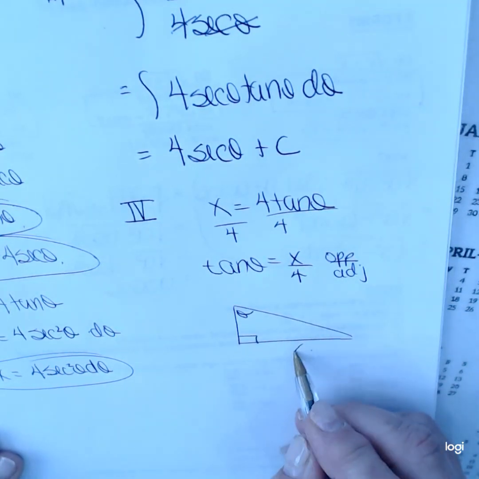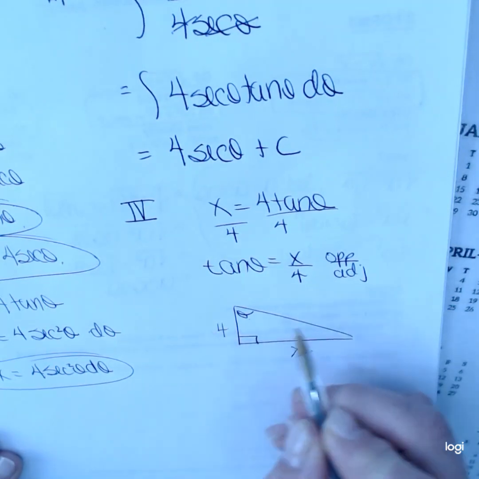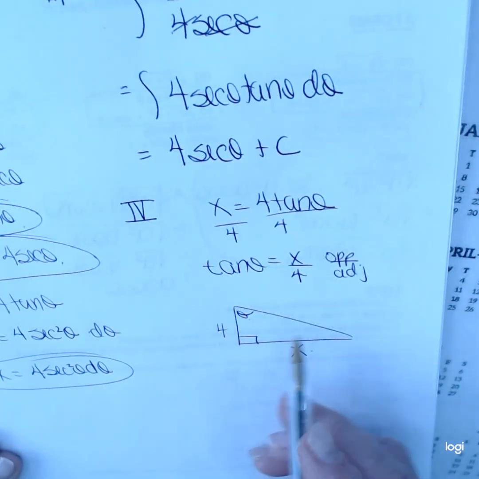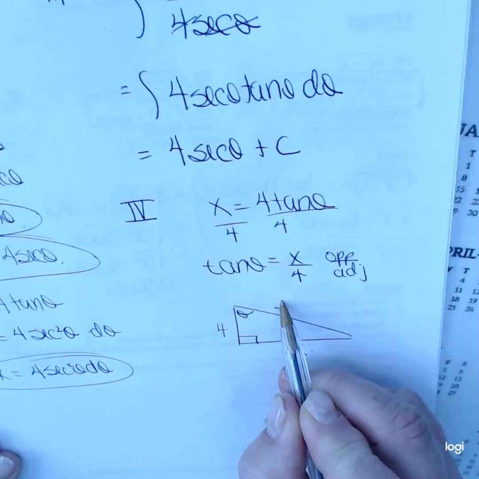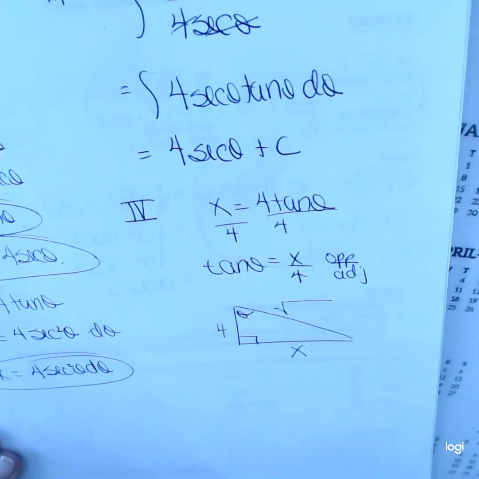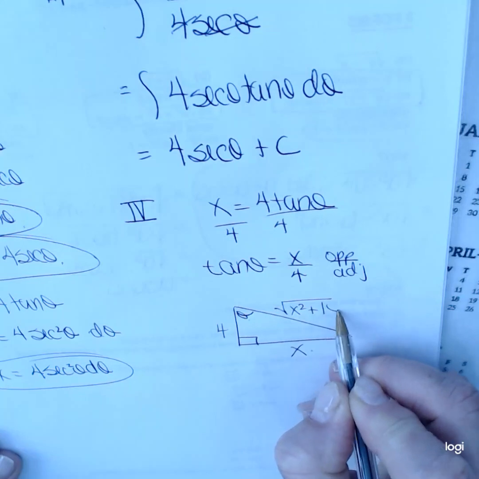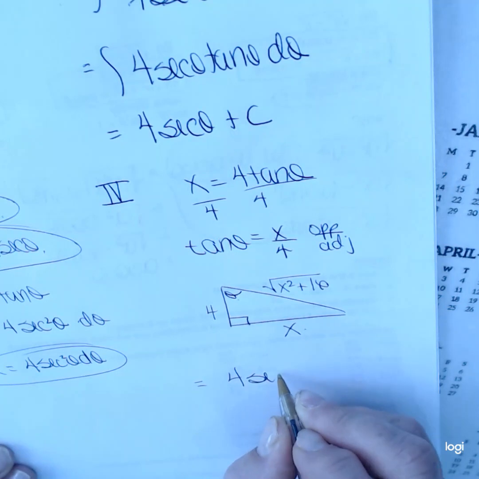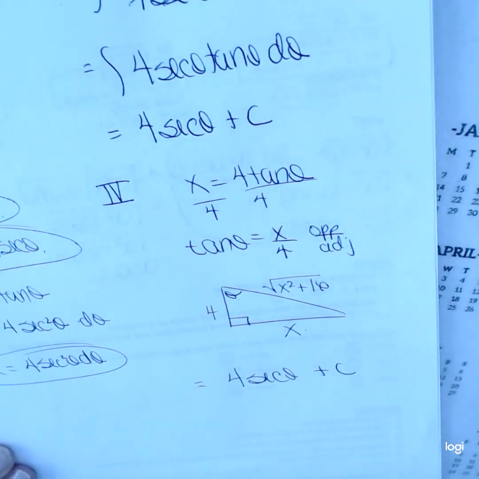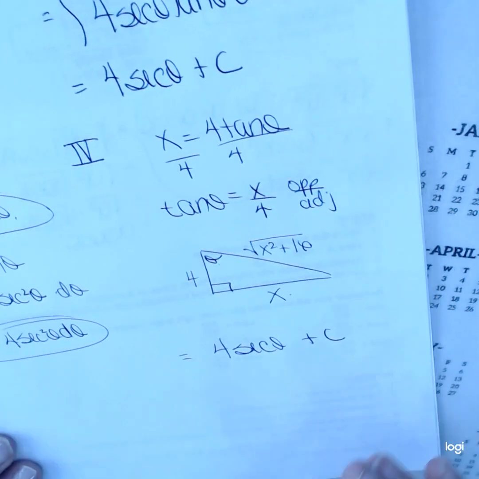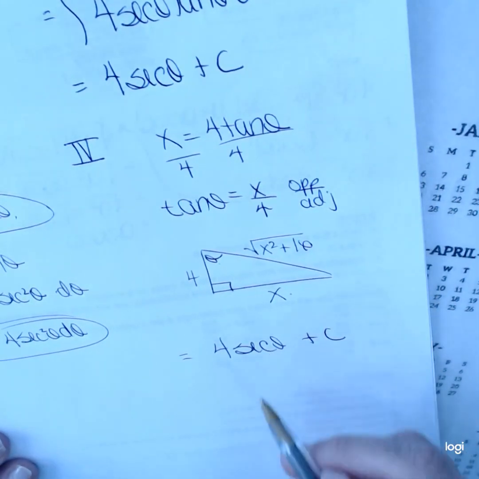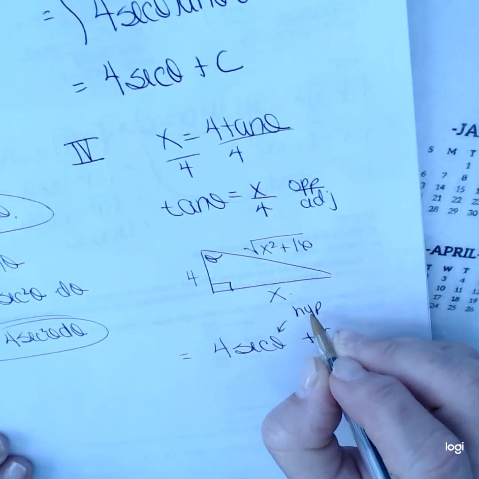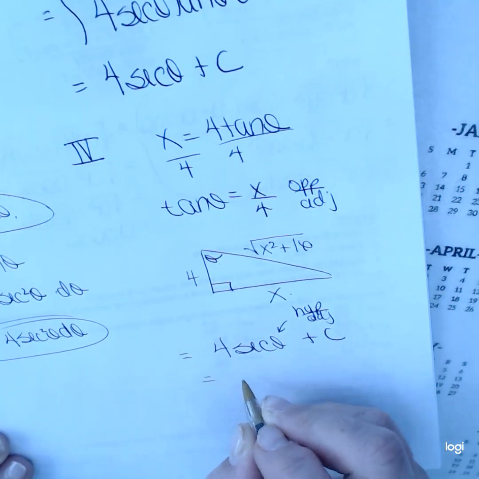So the opposite side is x, the adjacent side is 4, and remember what I said, because the substitution that we're making is based on the Pythagorean theorem, I guarantee you that if you use the Pythagorean theorem, that third side will always be whatever your radical is. Then based on this triangle, we can take our answer, which was 4 secant of theta plus c, and convert it back over to x's by using the fact that secant is equal to 1 over the cosine. So the secant is going to be the hypotenuse over the adjacent. So this is going to be 4.